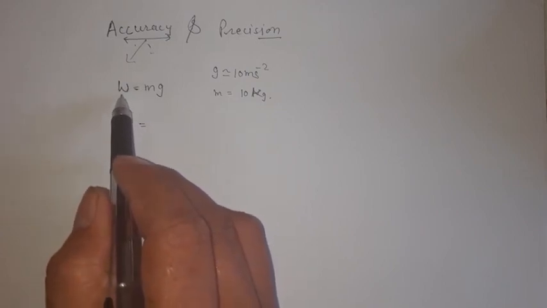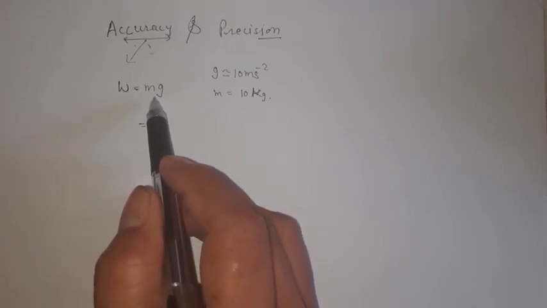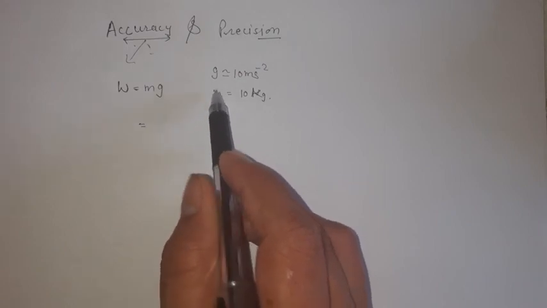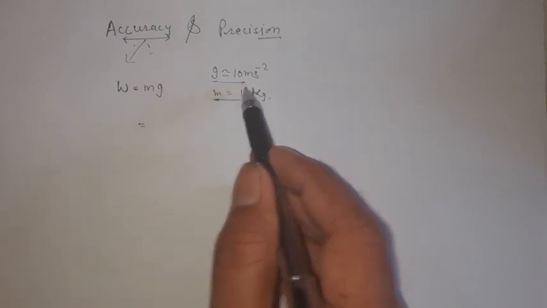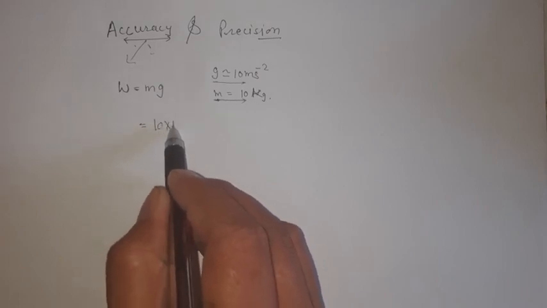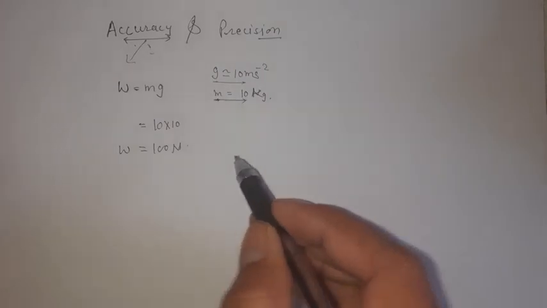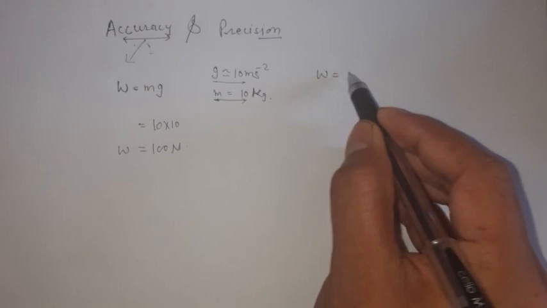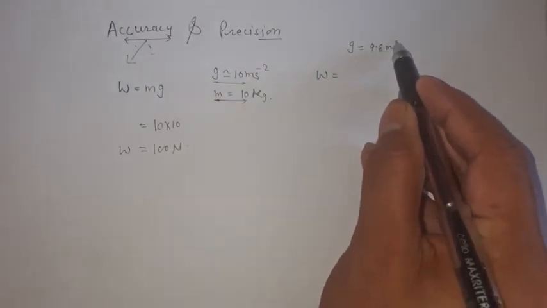In lower classes, while we were measuring weight, we were using the formula mg, and there we had taken the mass. If it is 10 kilogram, and the g value is roughly 10 meter per second square, we were getting our answer: 10 into 10, which is 100 newton. Okay, so this we said over there. But the actual value of g is 9.8 meter per second square.